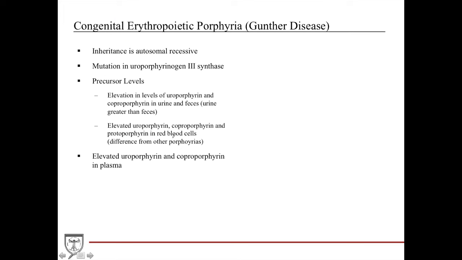The next one is congenital erythropoietic porphyria, or Gunther disease. This is an AR disease, and I know it's annoying, but you just have to memorize its inheritance patterns. This is AR. It's a mutation in uroporphyrinogen III synthase. You have an increased level of uroporphyrin and coproporphyrin in the urine and feces, most likely in a larger concentration in the urine than the feces. And you're going to have elevated uroporphyrin, coproporphyrin, and protoporphyrin in the red blood cells. This is how you differentiate it from the other ones, from AIP and cutanea tarda as well.